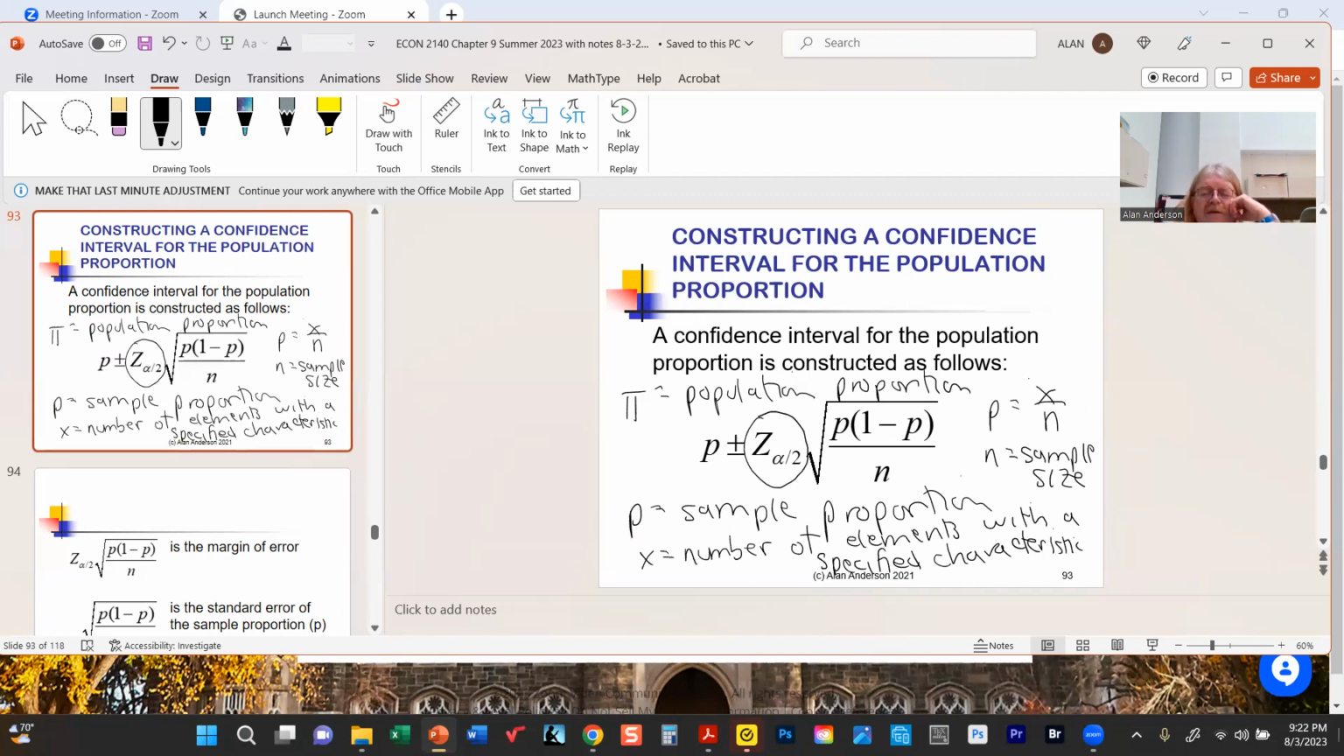All right. And of course, as always, we have a margin of error, which is this entire term on the right-hand side.